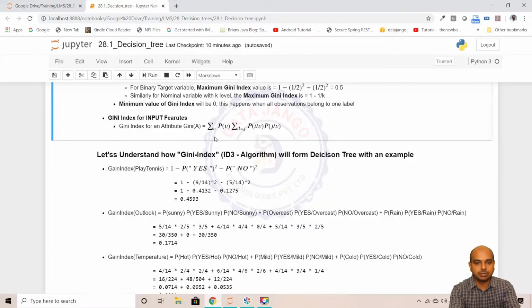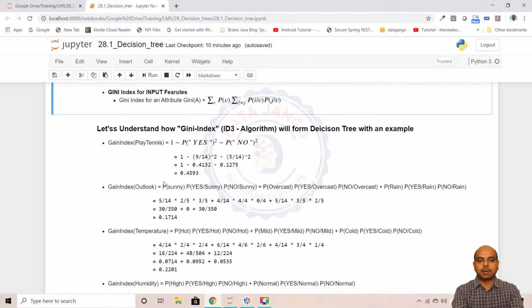If you look at this formula, there is a sigma over all the values in that particular attribute A, and the conditional probability of the attribute's value: the probability of yes given the attribute's value and the probability of no given the attribute's value, the probability of a class given the attribute's value and the probability of the other class given the value. So like that you need to calculate probabilities. If you look at the formulas one more time, you will understand.